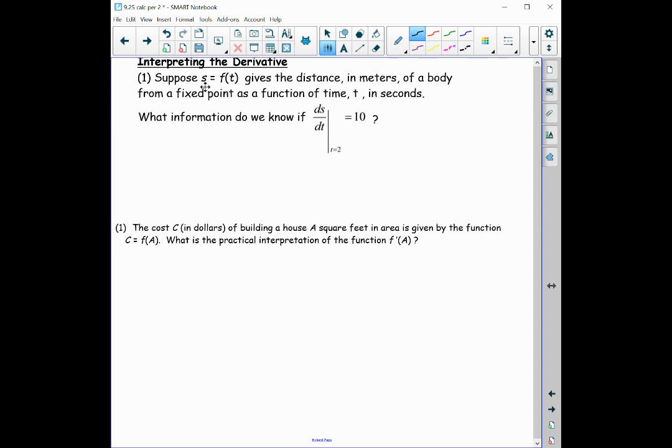So suppose S equals f of t. So all this is saying, guys, in math jargon is saying the function's name is S and it's a function of time. So that's really all that means.